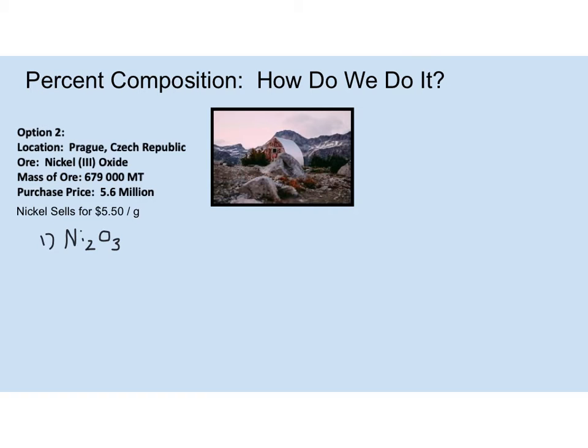Okay, next thing I need to know is what's the molar mass of nickel 2,3 oxide. Right? So I have to look up nickel, multiply that number by 2, then look up oxygen, which is 16, and multiply that by 3. I'm just going to get this for us.